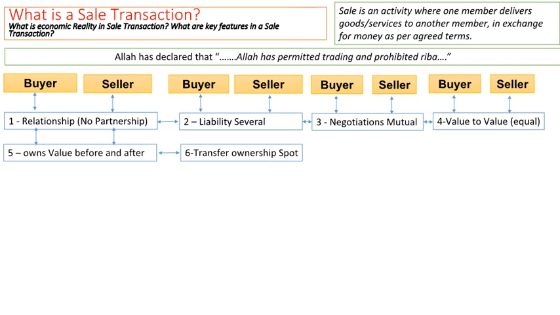However, a credit sale has two transactions. One is a sale transaction and another one is a loan transaction, where a loan agreement is accepted by the seller as a payment instrument.